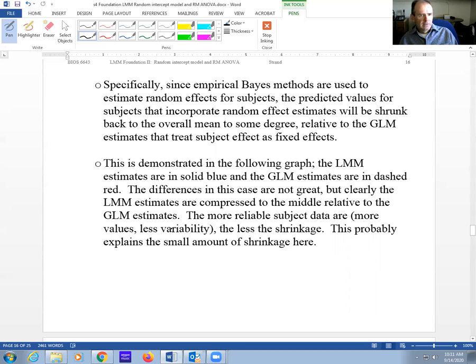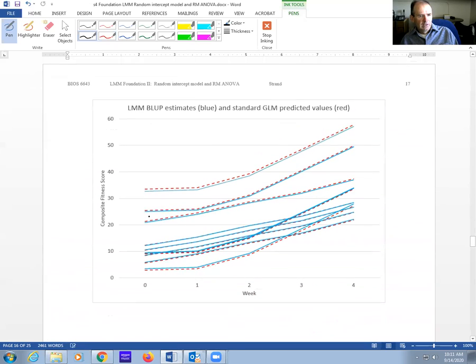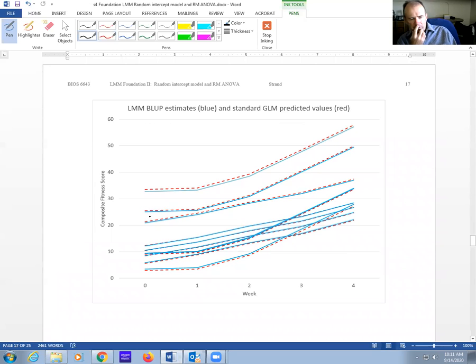So you can think of it this way: the subject-specific estimates are going to be pulled back towards the overall average. And the weaker the subject data is, the more it's going to be pulled back to the overall average. Relative to the GLM estimates, you're going to see that those shrunk back to the mean a little bit. And we can see that in these graphs. Here, these are predicted values. We've taken the original data, fit the model, and we get predicted values.